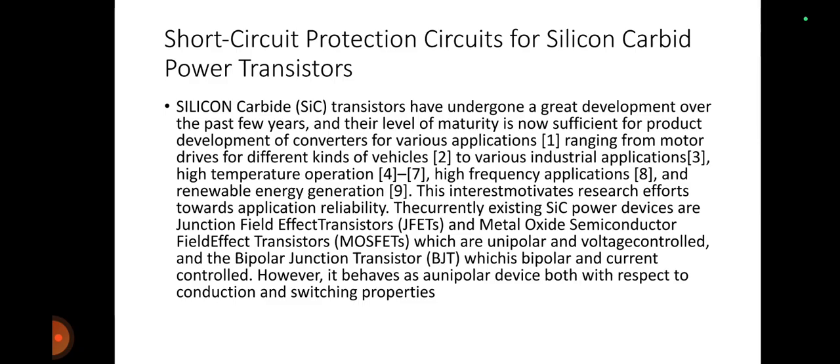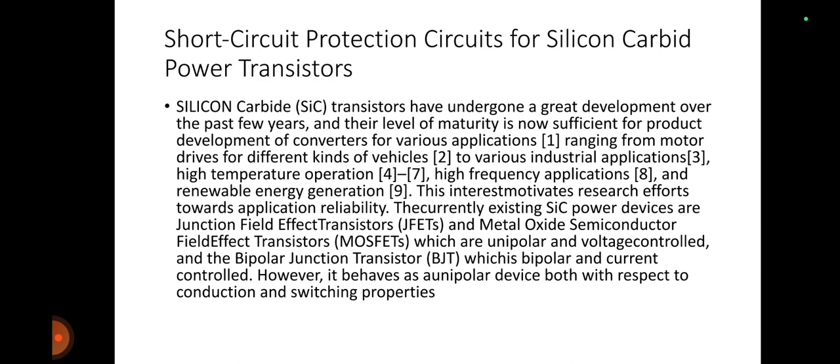Yes. So here, silicon carbide SiC transistors have undergone a great development over the past few years, and their level of maturity is now sufficient for product development of converters for various applications, ranging from motor drives for different kinds of vehicles to various industrial applications, high temperature operation, high frequency applications, and renewable energy generation. This interest motivates research efforts towards application reliability.